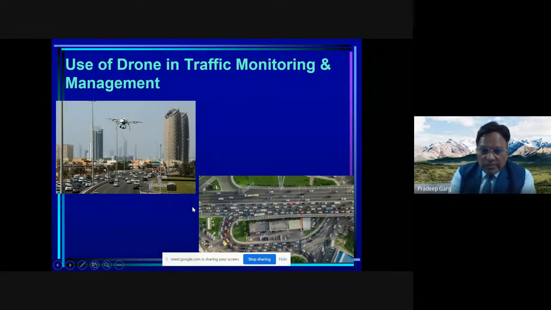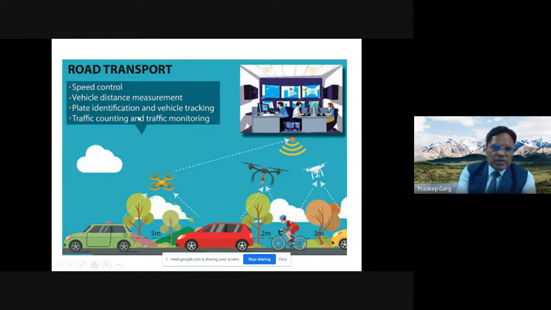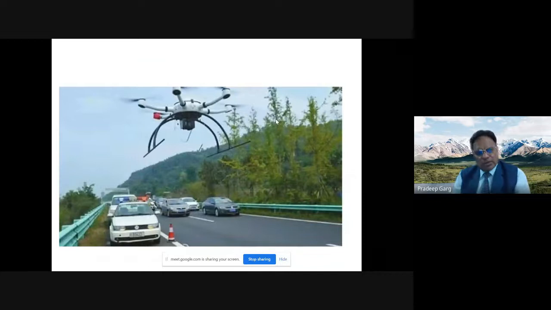So this is being done, and in road transport, whether we are talking of speed control, the traffic count passing through a particular point, or maintaining a sufficient distance between two vehicles, we are using low flying drones and slightly higher flying drones, and they are providing the data. As you can see, on the top is a control station, so they are providing the data at the control station. This is the low flying drone which is monitoring the movement of vehicles on the highway.